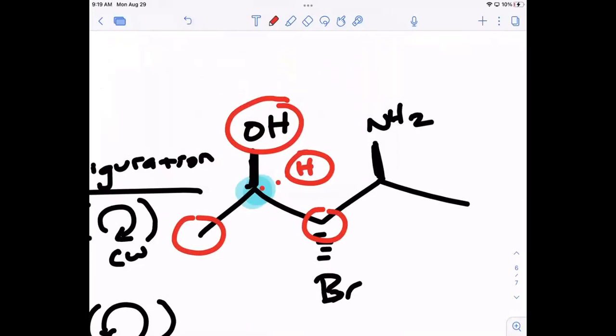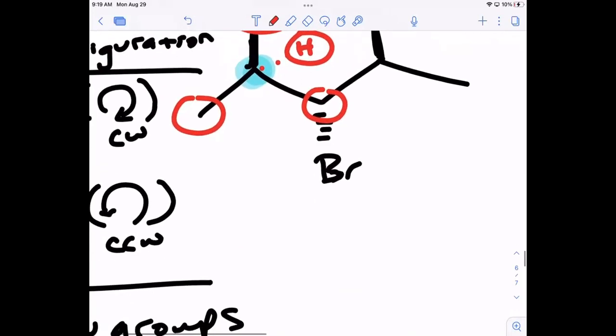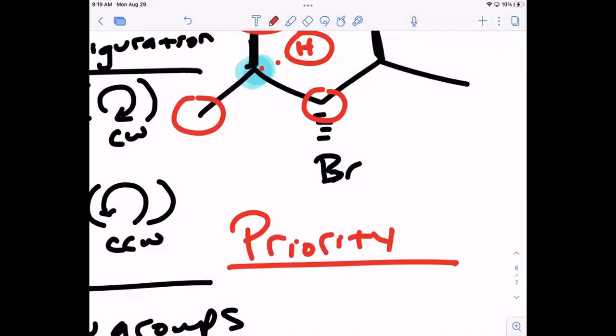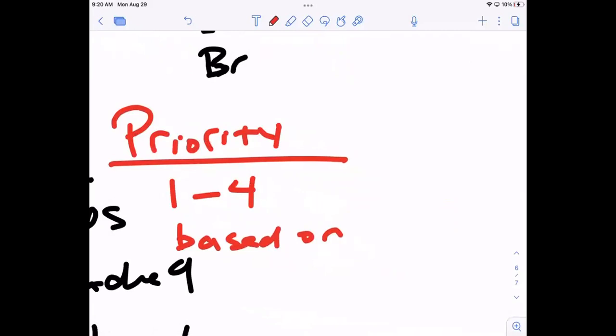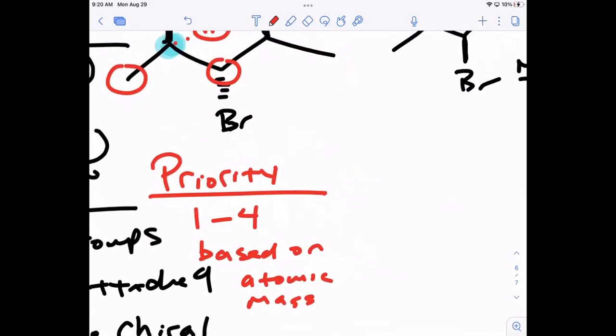Now, one of those videos I sent dealt with how to determine the configuration based on the groups that are around it. And we have to do what's called assigning priority. That's 1 through 4, and it's based on what? Somebody tell me that. The mass. Atomic mass or atomic number. So we're going to say atomic mass. Okay.